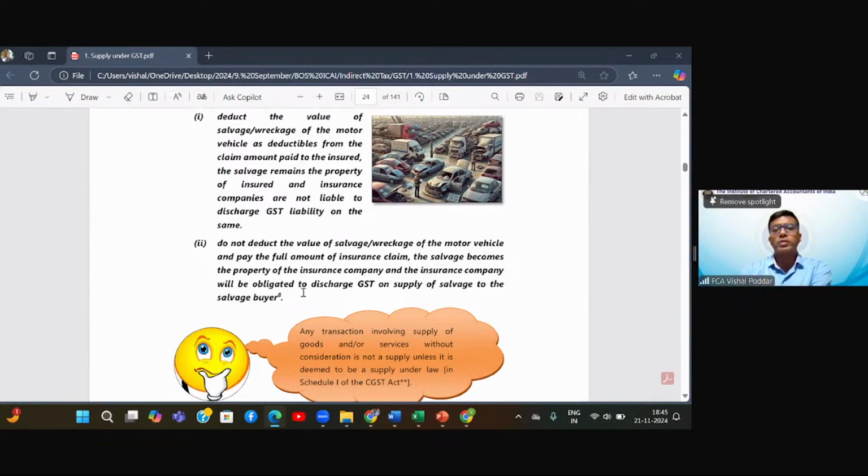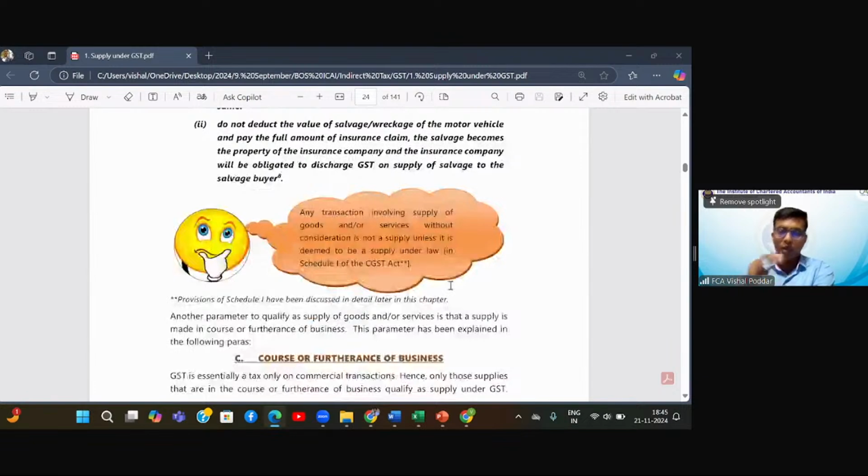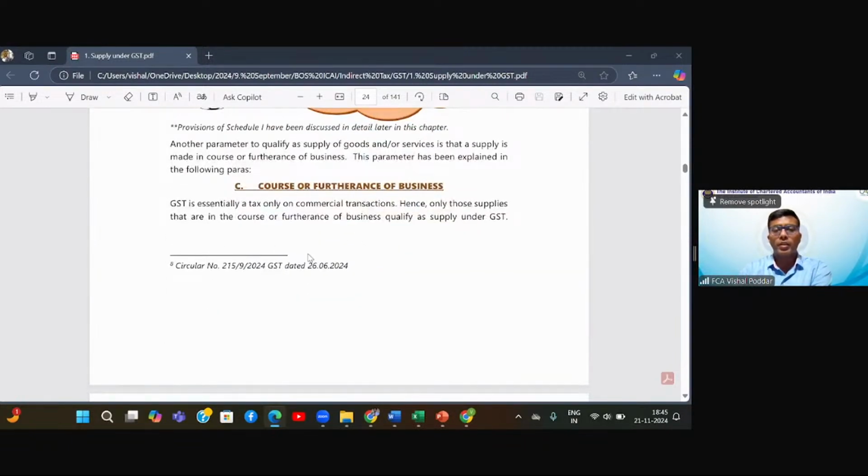Now, the insurance company will be obligated to discharge GST on the salvage. Now, why will it be obligated to discharge the GST on the salvage? Because in this particular case, this salvage is like scrap which is purchased by the insurance company, right? So again, they have mentioned the circular number where this has been clarified.